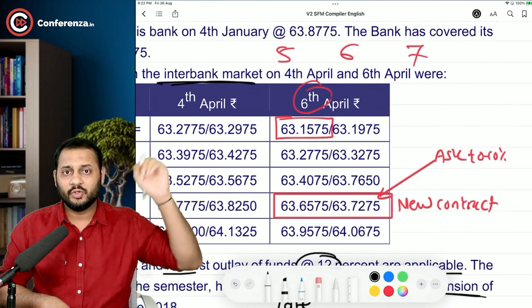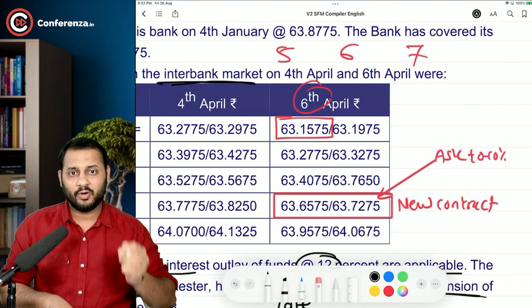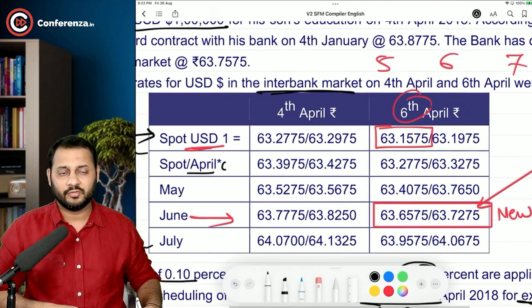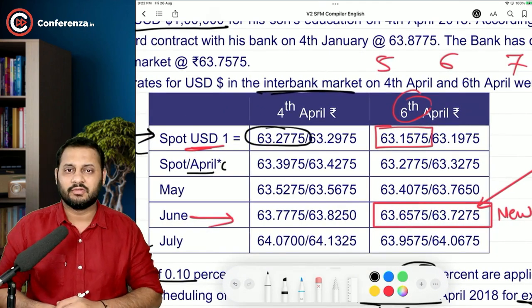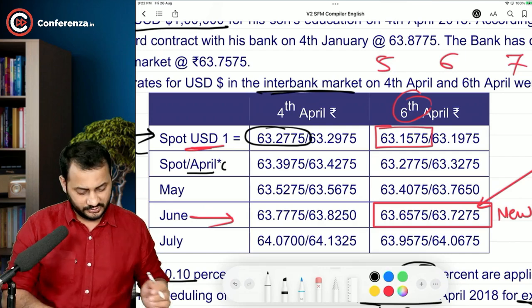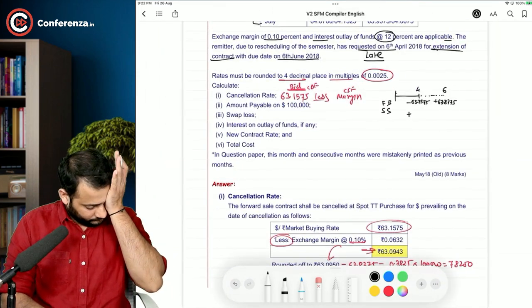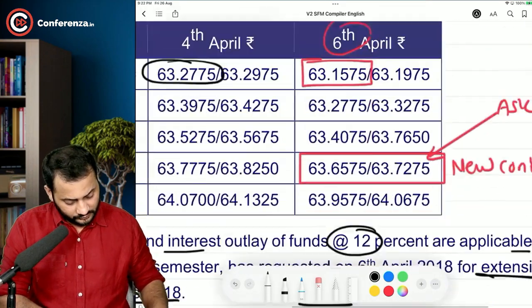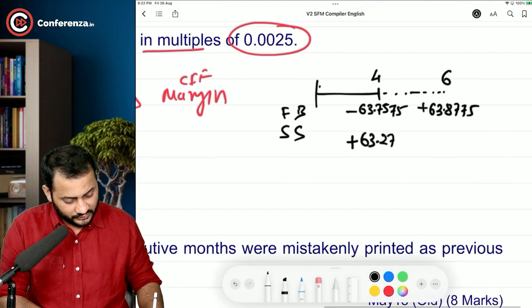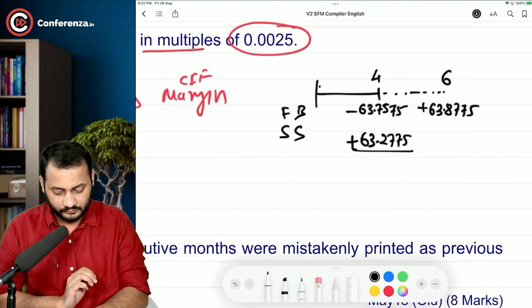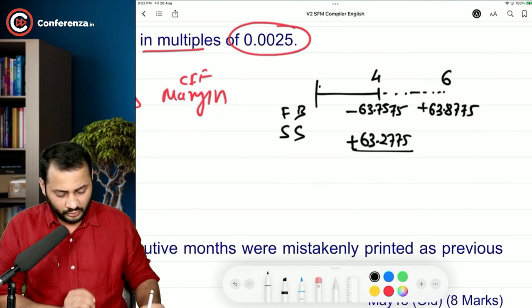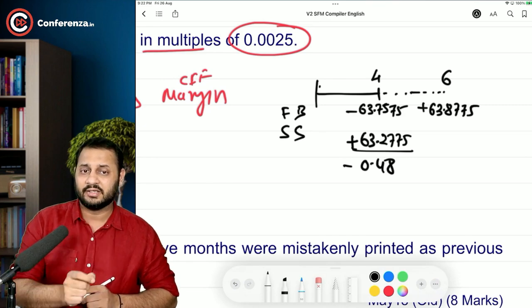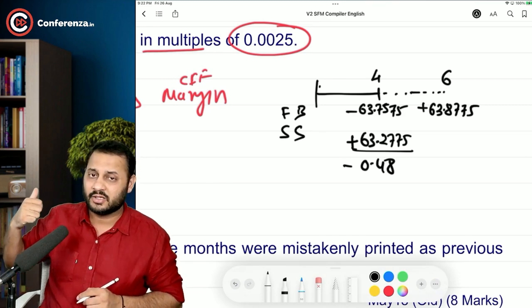Today on 4th April, you are selling those dollars. Spot sell for you, buy for the other bank. The other bank will buy it on spot at 63.2775 on 4th April. Just have a look once again. You will sell it, the bank will buy it, at 63.2775, and you can see there is a loss of 48 paisa because you bought the dollars at a higher price and sold it in the interbank market.